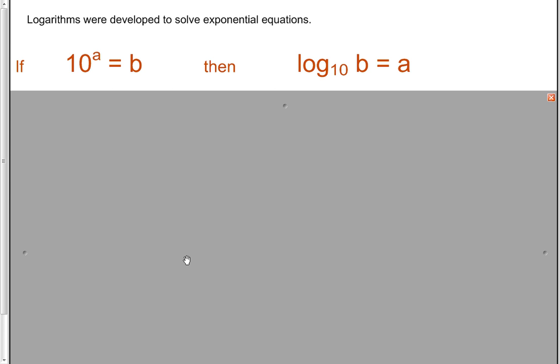They are the opposite of a power. So if we know that 10 to the a equals b, then log base 10 of b equals a. So they are the opposites. This 10 is the base. In a power, the 10 is considered the base, and in the log as well.